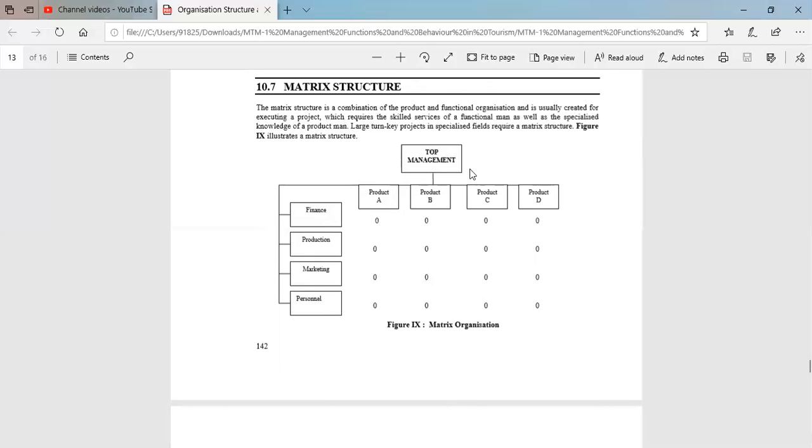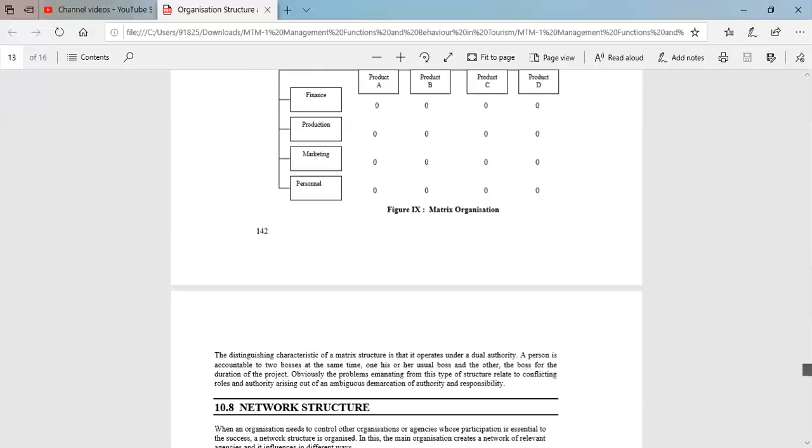So this is top management. You can say the whole matrix. And under top management, there are managers: finance, production, marketing, personnel. The products are A, B, C, D. So each is multiplied with the row. Finance managers have to look after product A, product B, product C, product D. Production also has to look after product A, B, C, D. This means every product has 4 persons: finance, production, marketing, and personnel.